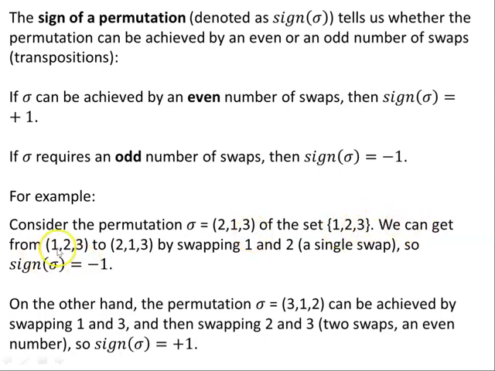For example, consider the permutation sigma equals 2, 1, 3 of the set 1, 2, 3. We can get from 1, 2, 3 to 2, 1, 3 by swapping 1 and 2, a single swap. So sign of sigma is -1. On the other hand, the permutation 3, 1, 2 can be achieved by swapping 1 and 3, and then swapping 2 and 3. So 2 swaps, an even number, and so sign of sigma is +1.